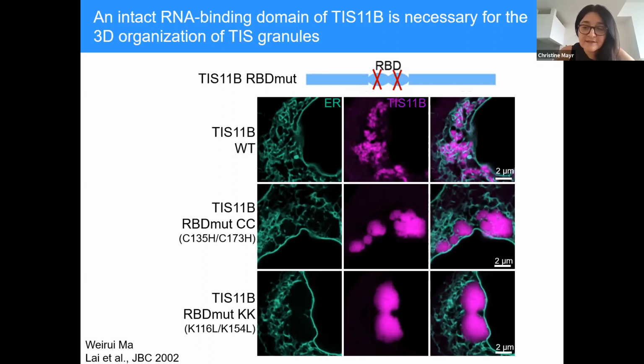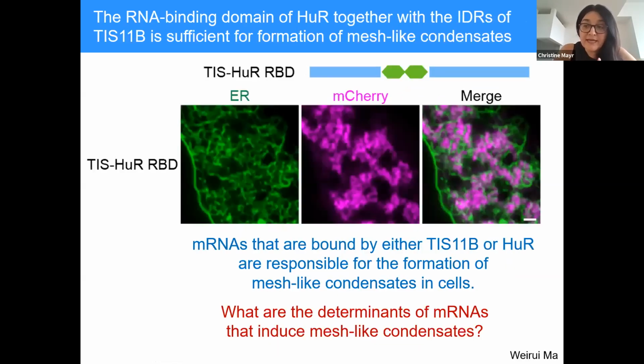So to address this, we now swapped the RNA binding domain and we used the HuR RNA binding domain. Both HuR and TIS11B bind to A-rich elements, so they basically have a strong overlap in RNA targets. And now you see if we use the RNA binding domain of HuR, we also get mesh-like condensates.